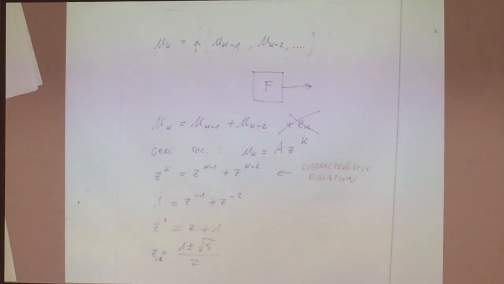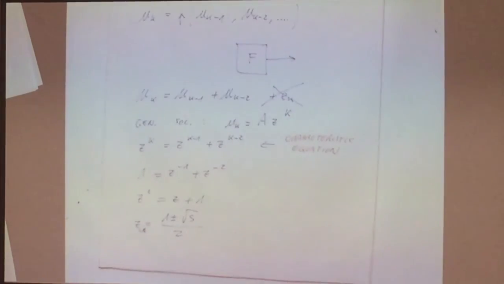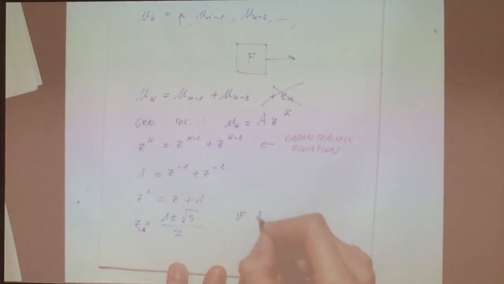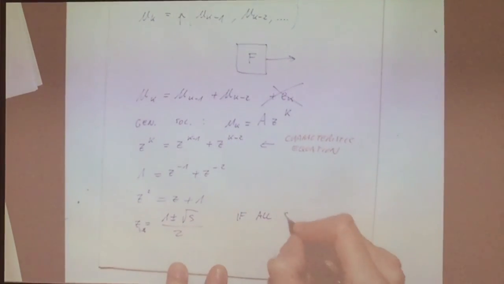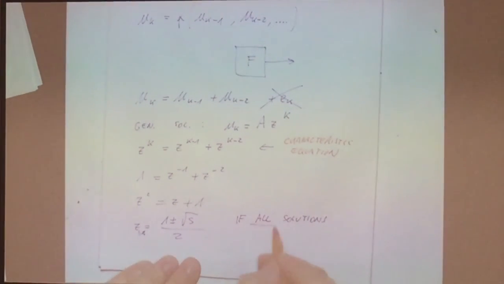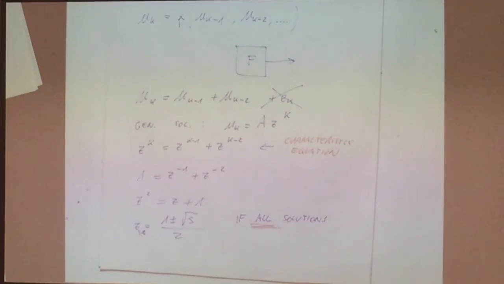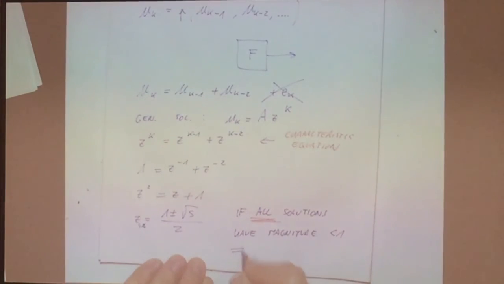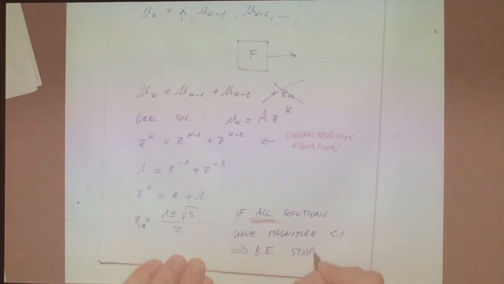Now to go back to the question of the exercise, it says what are the conditions for the stability of this difference equation? The condition is that if all solutions, all is important, all the solutions have magnitude less than 1, then the difference equation is stable.